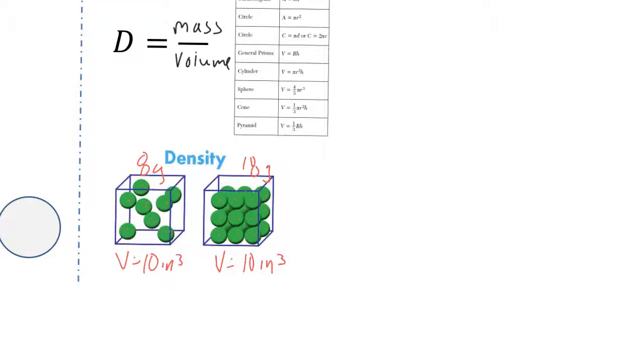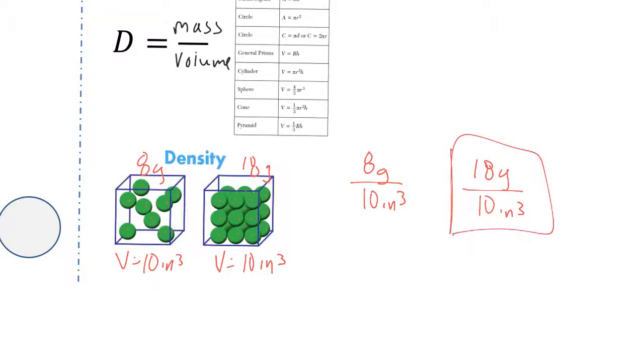So when we talk about density, it's how many grams for this example in the 10 inches cubed. So this one's 8 grams per every 10 inches cubed. And the other one is 18 grams per every 10 inches cubed. So this object is more dense because there's more stuff in the same amount of space. So that's what density is.